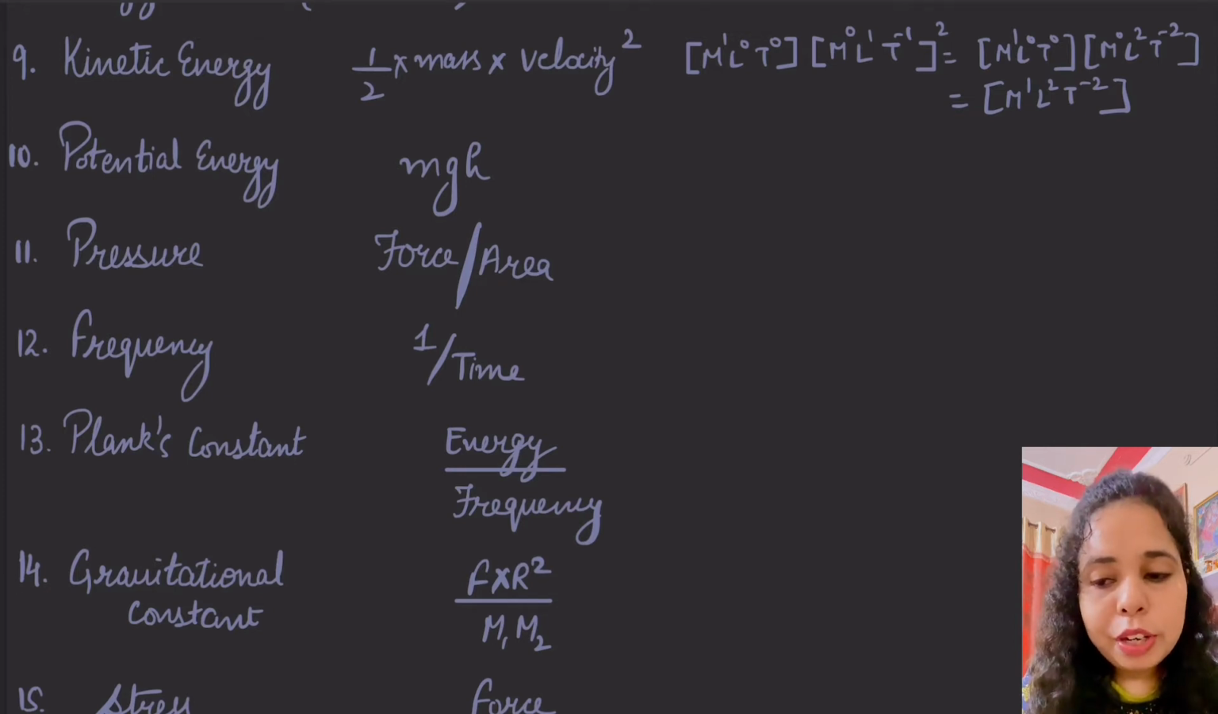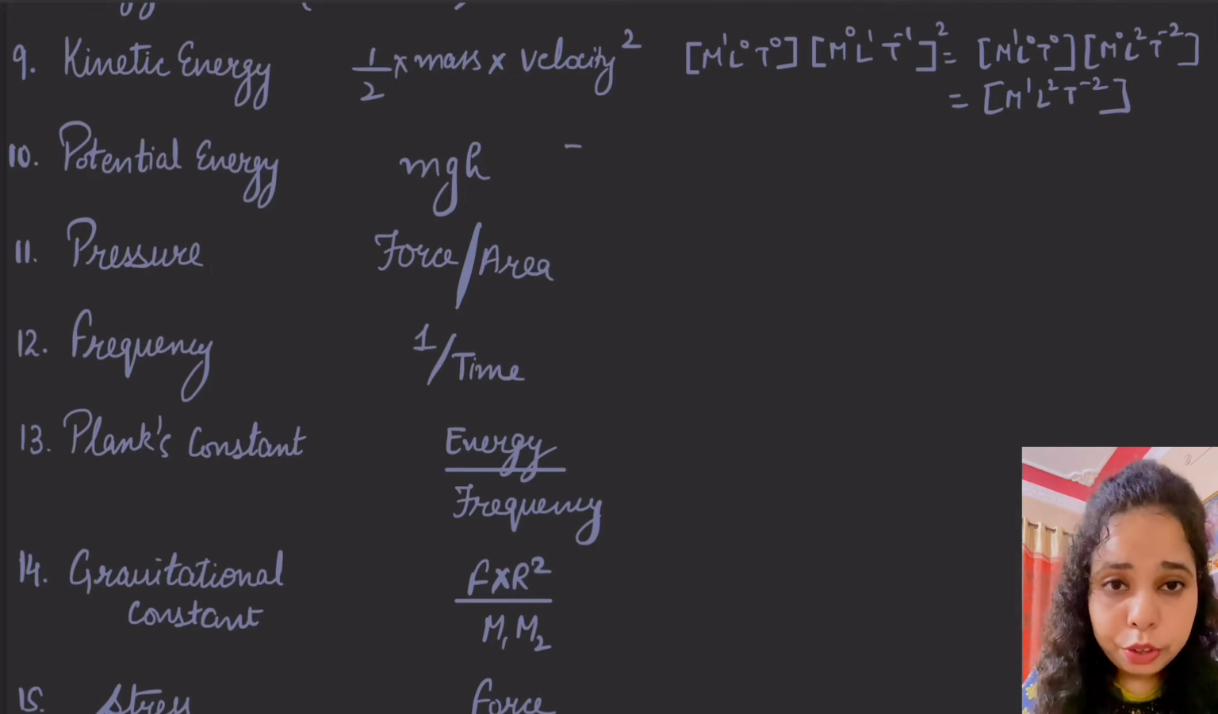Now we will calculate the dimensional formula for the potential energy. When we calculate the dimensional formula for potential energy, we will substitute the dimension of m, that is mass, M^1 L^0 T^0, and the dimension for g, which represents the acceleration due to gravity.